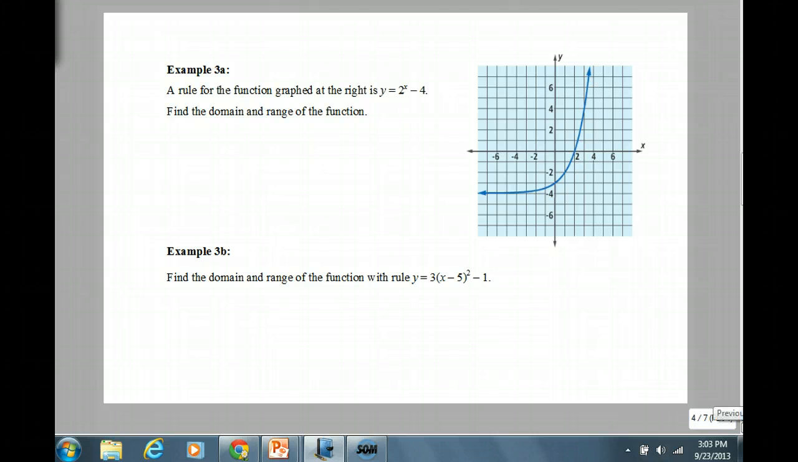So example 3a, we are given a rule is y equals 2 to the x minus 4. And it says give the domain and the range for all the function. The nice thing about this one is they already gave it to us in graph form. Okay? So we can even look at the graph and see where our limits are. The domain in this case, all the x values, is x such that x. Now, would you say that these would be part of a real number set, a whole number set, an integer? What would you think?